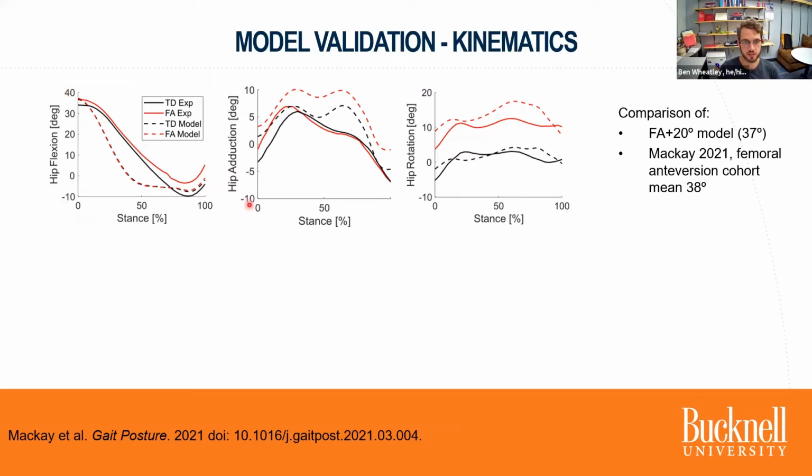This is hip flexion, hip adduction, and hip rotation as a function of stance phase. And what I want to focus on is the hip rotation. What we can see is there's an increase from the typically developing case, both for our experimental in solid and our model in dashed lines here, as we go from typically developing to an increase in femoral anteversion of 20 degrees. And so we have really good agreement here between our model and our experiment for our hip rotation kinematics.